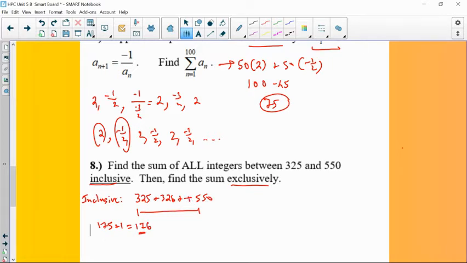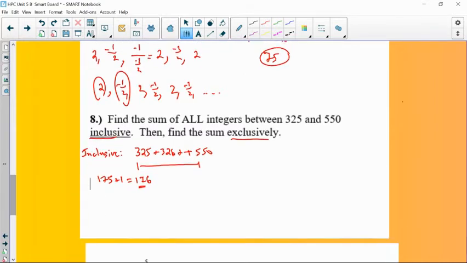And so then I could say that's equal to the first term, which is 325, plus the last term, which is 550, times the number of numbers, 176, over 2. Right, so then you could type that in.